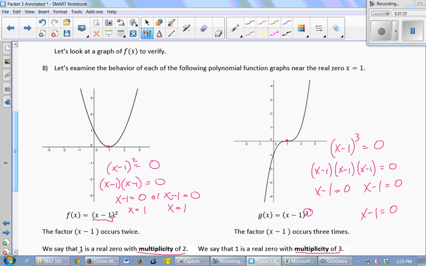It turns out that this kind of bounce off the axis is typical when you have an even multiplicity. Any even multiplicity. This one has multiplicity 2, and 2 is an even number, so you get that bounce off at the zero. And this picture, going right through the axis, is typical when you have an odd multiplicity. This one had multiplicity 3, so it goes right through the x-axis and continues on its way.